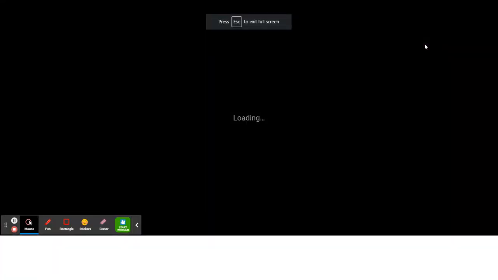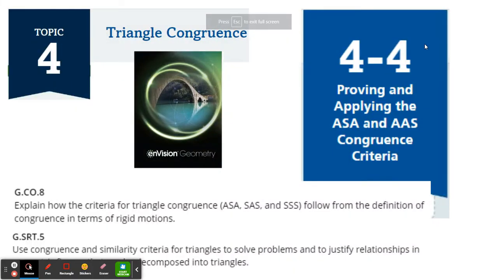Hello, geometry, and welcome to video 1 for lesson 4, covering proving and applying the ASA and AAS congruence criteria. This is going to be 2 more ways to prove triangles congruent to add to your side, side, side, and your side, angle, side. Notice that today is more angle focused, right? 2 angles per congruence criteria.